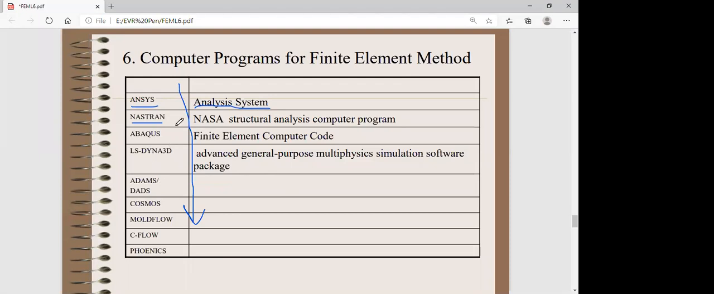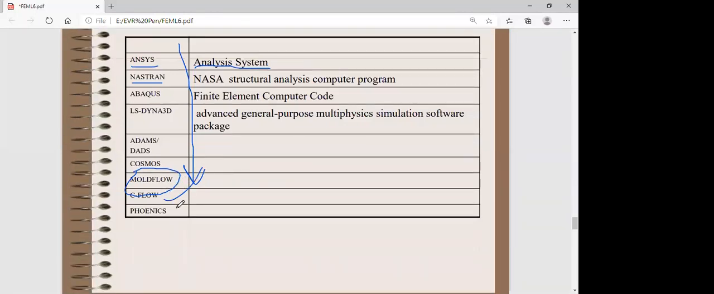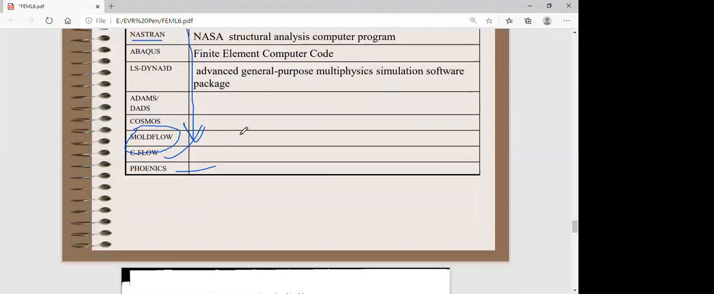Others include Adams, DADS, Cosmos and Moldflow. This Moldflow software is very suitable for pattern applications, mold pattern applications, so it can be used in foundry applications. Then C-Flow, Phoenix. These are the different softwares.